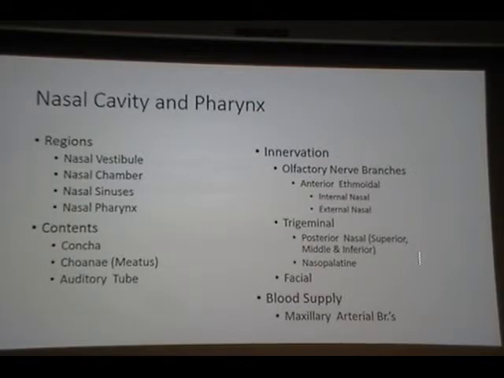So innervation here, well, we saw some of this. The olfactory nerve branches, remember the anterior ethmoidal nerve gives way to the internal nasal and external nasal branches that are associated with innervating the bridge of your nose, the external nasal, and the internal nasal, the mucosa on the inside of the vestibule of your nose. So this is all in relationship to the olfactory nerve.